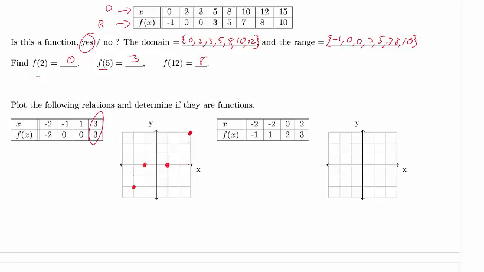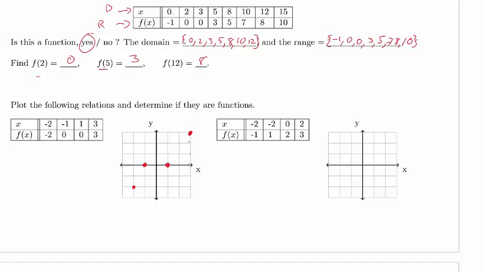I want you to kind of notice something. You can kind of tell just by looking at this whole plot here that the x's aren't repeating. We aren't getting multiple values of y for one value of x. So clearly, it is a function.